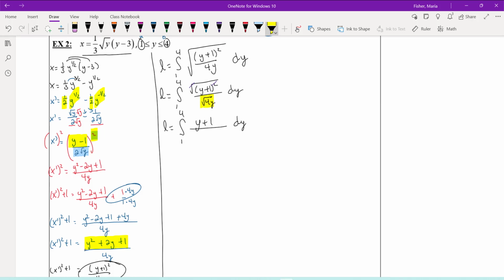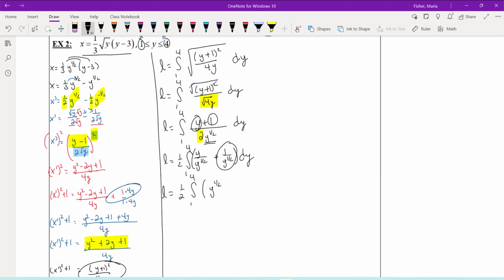And then the square root of 4y is just the square root of 4, which is 2, and that's y to the 1/2. Well, 2 down here is in the denominator, but it's a constant multiplier. We can pull that right out of the integral. And then I'm allowed to put each term over y to the 1/2. So y divided by y to the 1/2 plus 1 divided by y to the 1/2. And I can reduce this and then integrate. So L is equal to 1/2 times the integral from 1 to 4. Y divided by y to the 1/2 reduces to y to the 1/2.